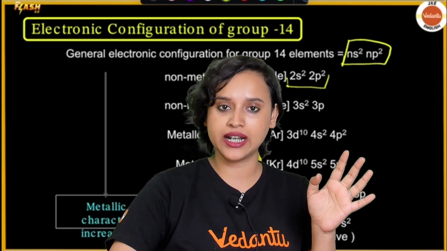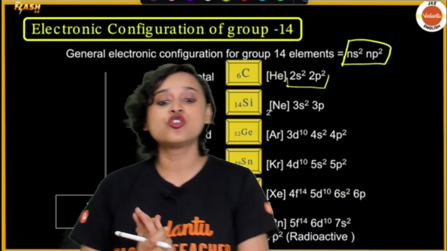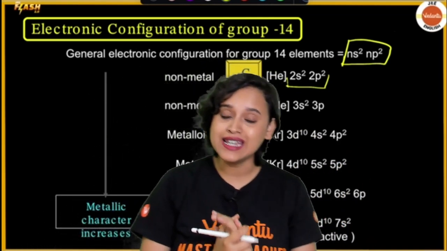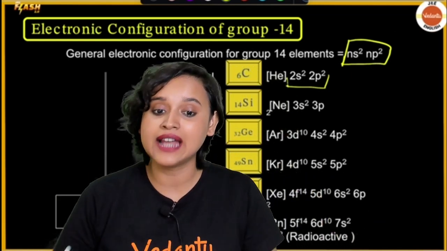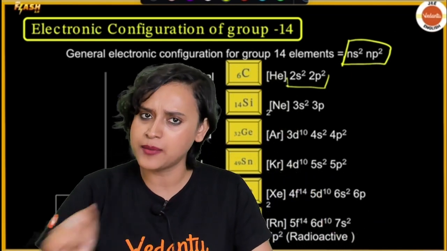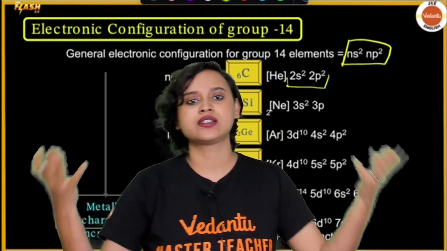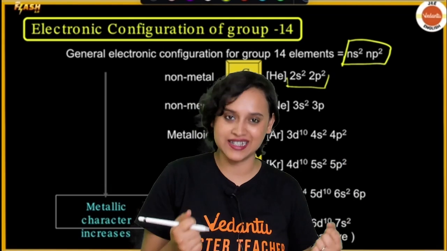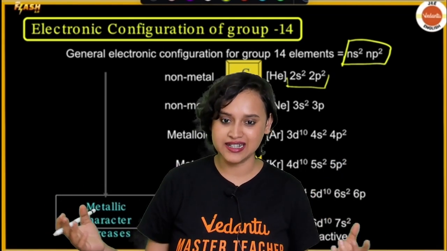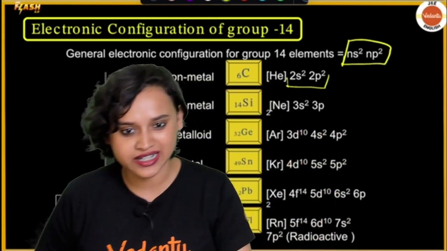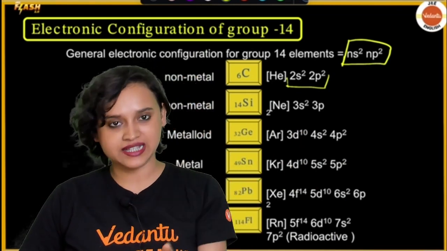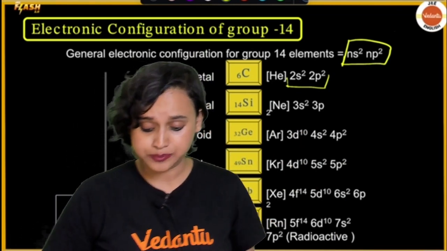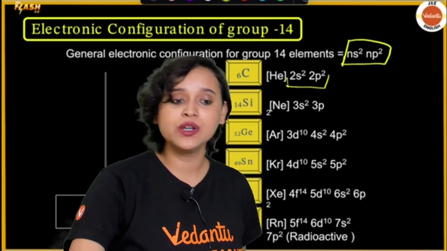I hope that you all are getting it right. Now, as you go down the group, you also see that the size increases and the covalent radius. What happens to the covalent radius? The size increases. That's what I said, right? Because why? The atomic radius is also increasing, isn't it? So if the atomic radius increases, then obviously the covalent radius is also increasing. Why? Because down the group, the size increases. Correct. That's it.